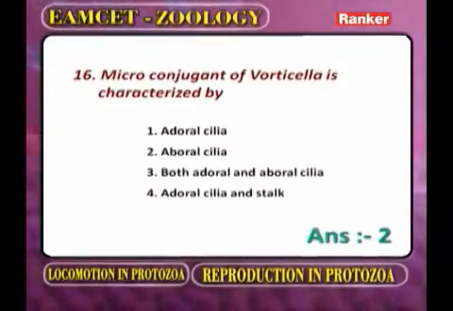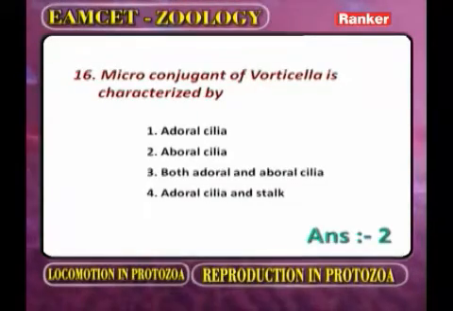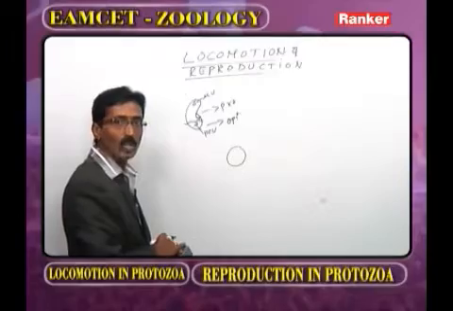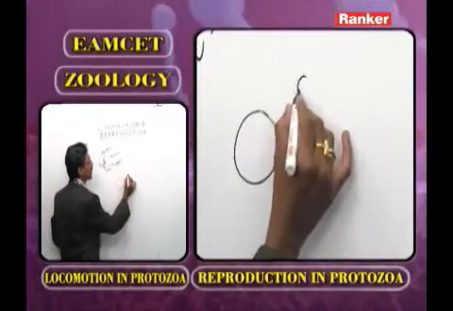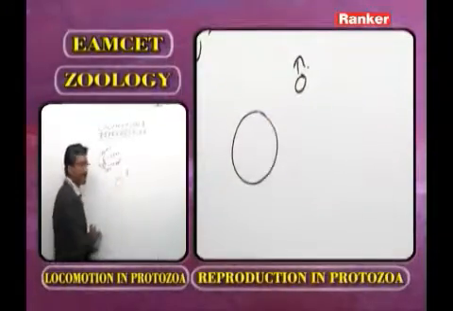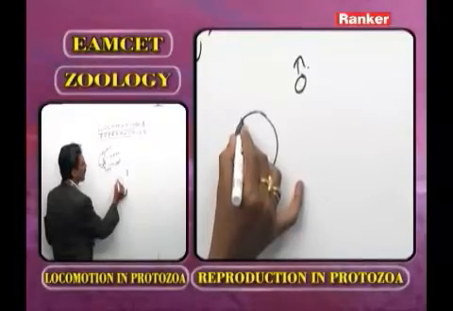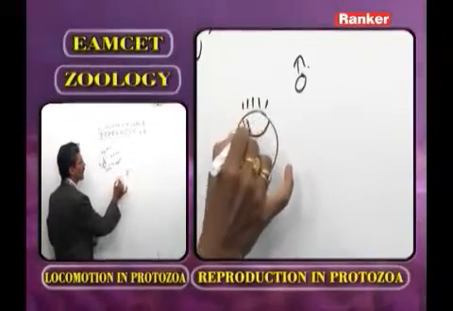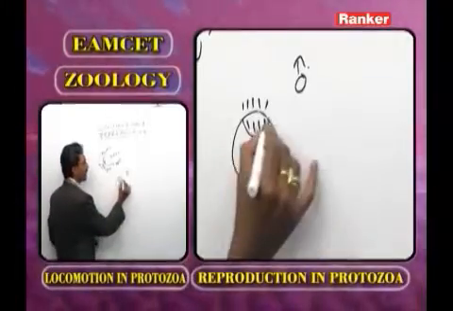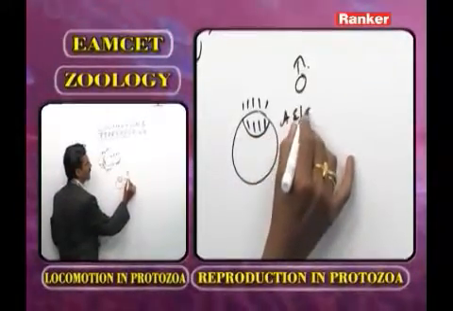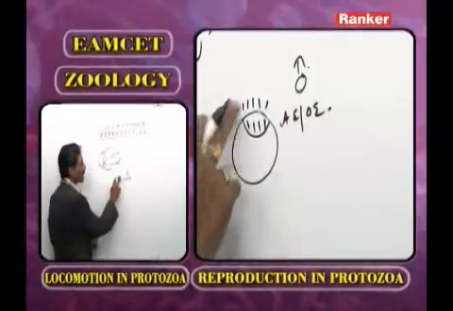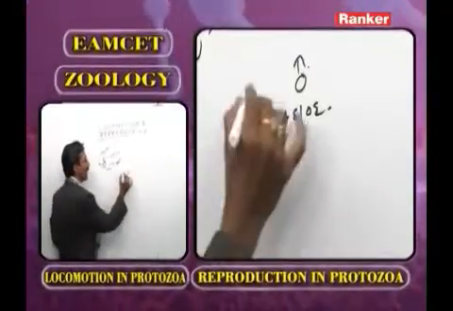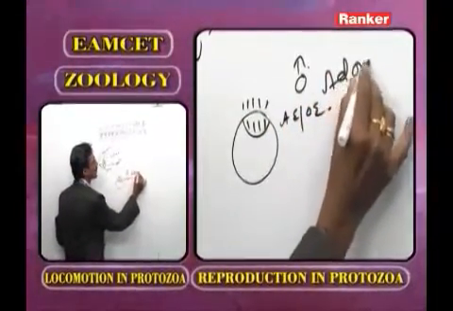Microconjugant of Vorticella is characterized by: as we observe the Vorticella microconjugant, this is the microconjugant. It is also called the male conjugant, represented by this sign. Now, in the microconjugant, this one we call the peristomium. Here in the peristomium, cilia are present. Now, this is called the anterior end or oral end. The cilia present at the anterior end are called peristomal cilia, also called adoral cilia.